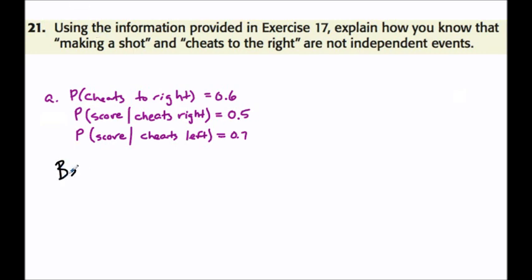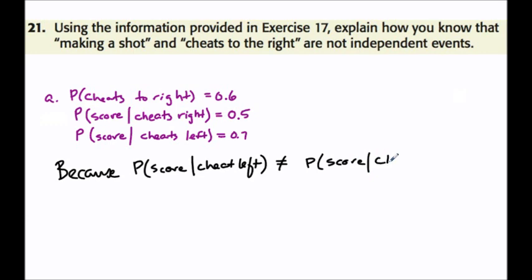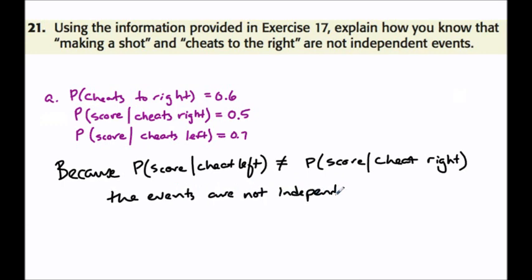So we'd say something like this. Because the probability that they score when they cheat to the left is not equal to the probability that they score when they cheat to the right, the events are not independent. If these were independent events, it should not matter whether the goalie cheats the left or cheats the right. The scoring probability should be the same.